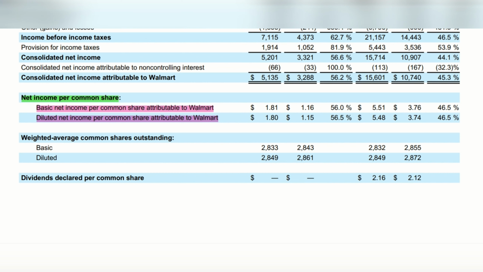And then all they've done above, this is your earnings per share figure, or EPS. So all they're doing is dividing the net income by the basic shares outstanding or the diluted shares outstanding.